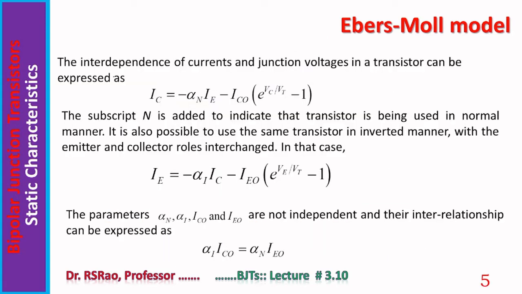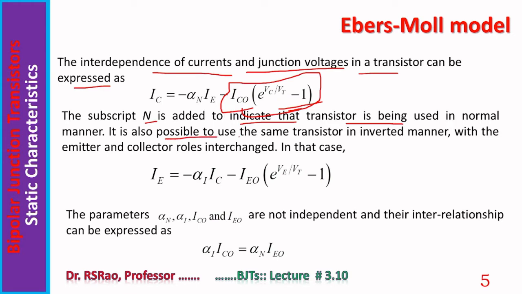Some more points regarding Ebers-Moll model. The interdependence of currents and junction voltages in a transistor can be expressed as IC equal to minus alpha N IE minus IC naught (e power VC by VT minus 1). Notice this part is diode's equation, Shockley diode's equation. So diodes are there in the model, therefore naturally in the analytical expression, diode's current automatically comes into being. The subscript N here is added to indicate the transistor is being used in a normal manner.